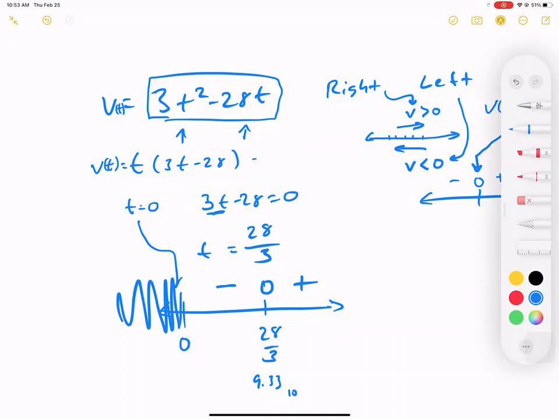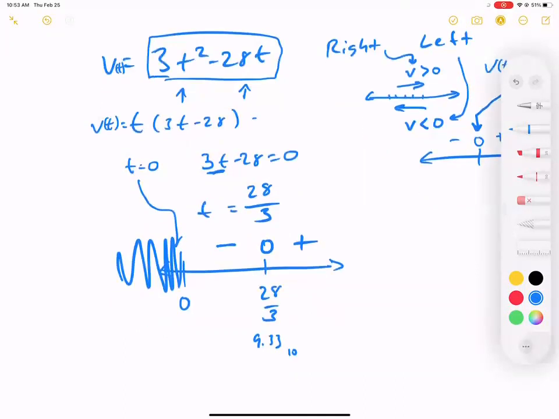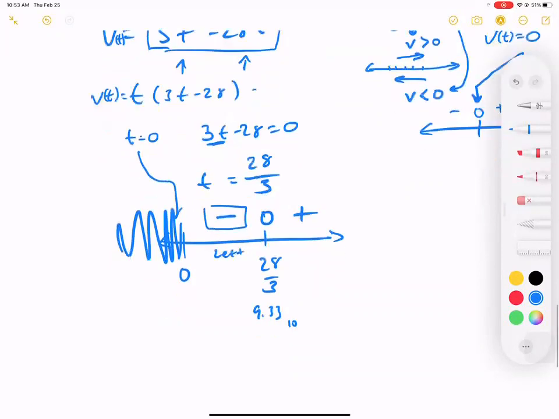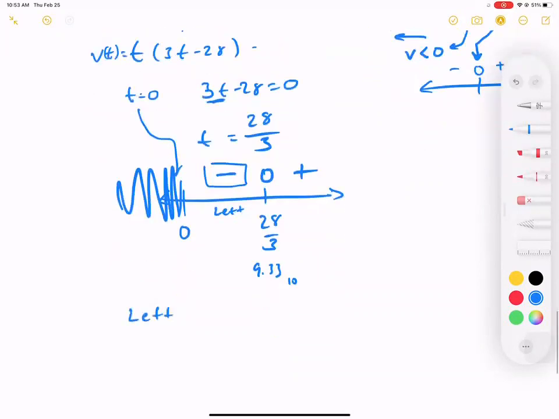What does this prove again? This helps us find out which direction the particle is moving at what periods of time. So if my velocity was negative, we would say you're moving left. And when were you moving left? We were moving left between t was 0 and 28 over 3. Okay, that's when we were moving left. How do I know it was left? Because the velocity was negative. That means we're losing position. And in this 1D dimension, losing position means I'm going backwards.